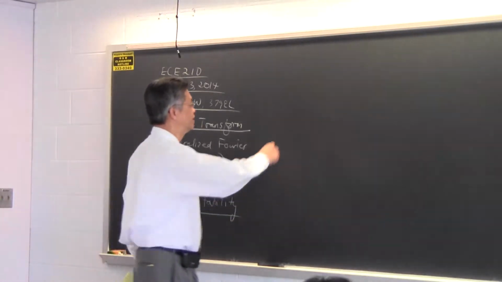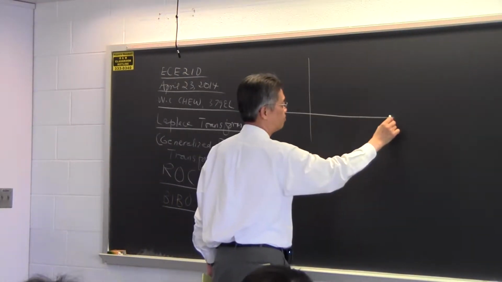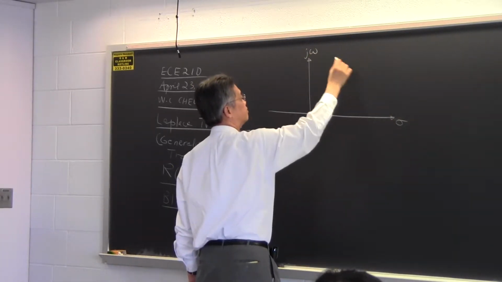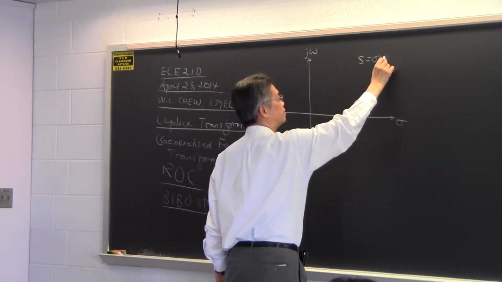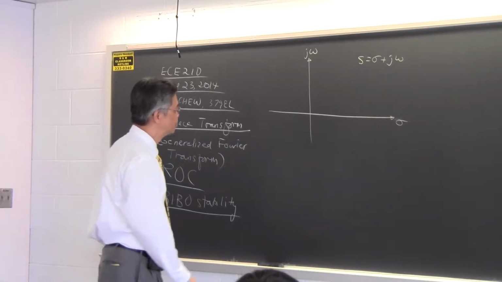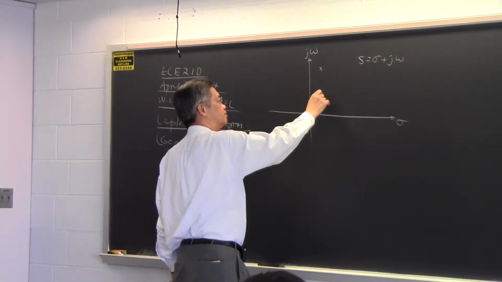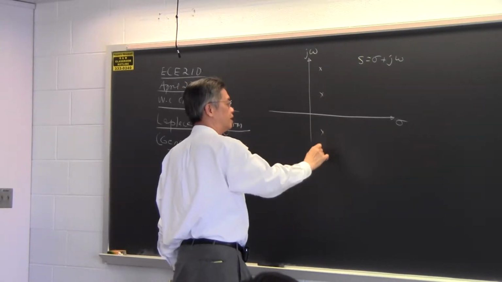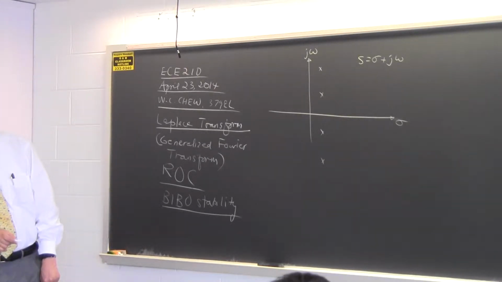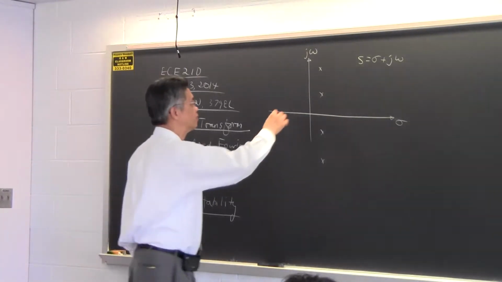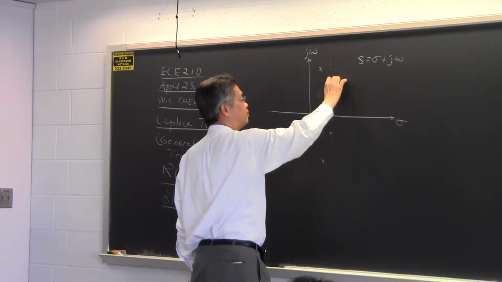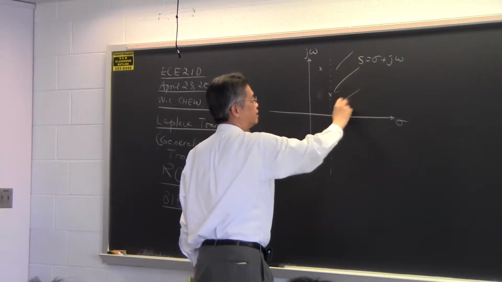Let me remind you again: if I have the complex plane, with sigma and j omega axes, then s is equal to sigma plus j omega. If I have a system whose Laplace transform has poles like this, where is the region of convergence? To the right of the poles. Even if some poles are aligned like this, I pick the rightmost pole, and the ROC is over here.